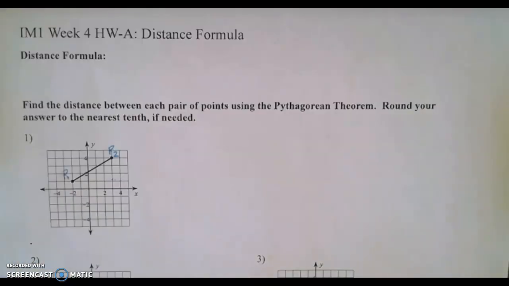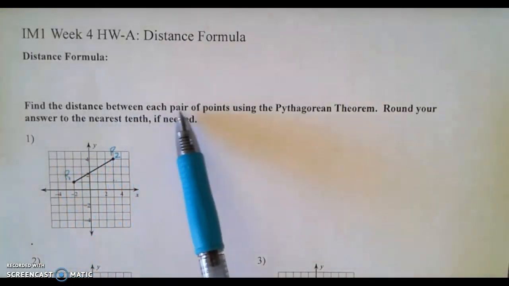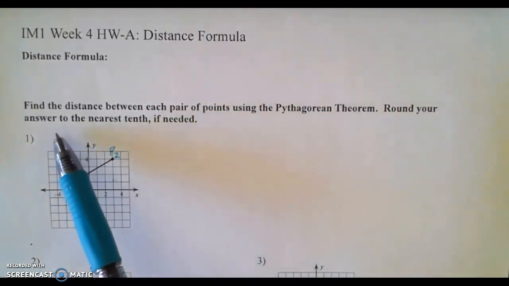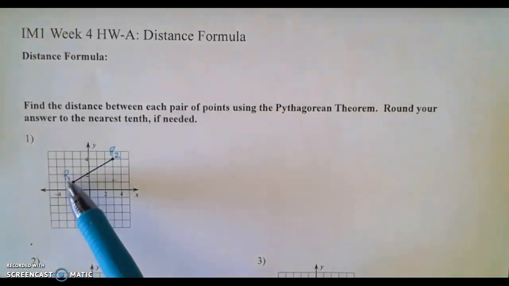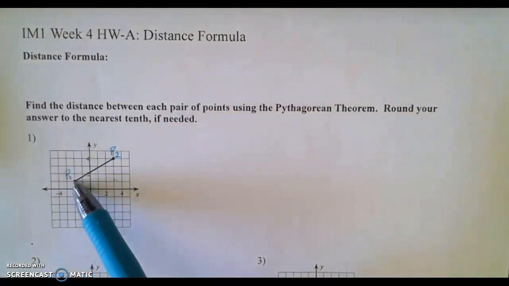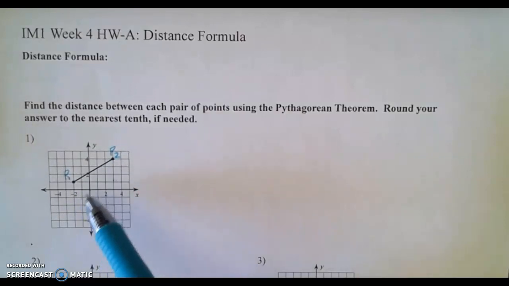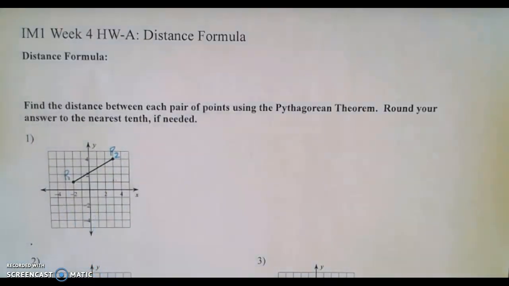So let's begin. I am going to demonstrate the first problem for you. It says, find the distance between each pair of points using the Pythagorean theorem. Round your answer to the nearest tenth if needed. So let's call this point 1 and let's call this point 2. We're looking for how long this length is, and you are given these 2 corner planes. So how can we find the distance?